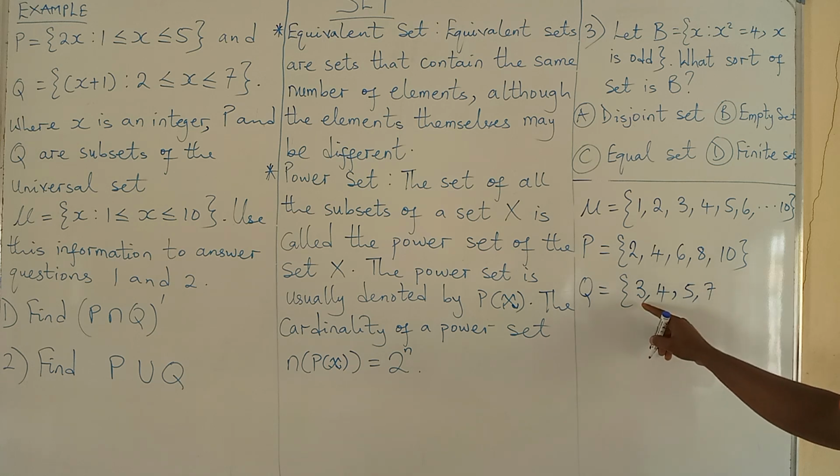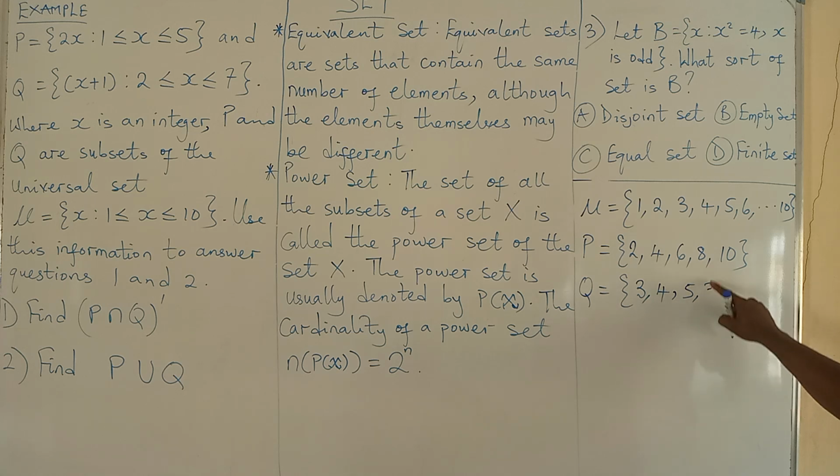When x is 2, we have 3. When x is 3, we have 4. When x is 4, we have 5. When x is 5, we have 6. And when x is 6, we have 7. When x is 7, we have 8. Those are the elements of the set Q.